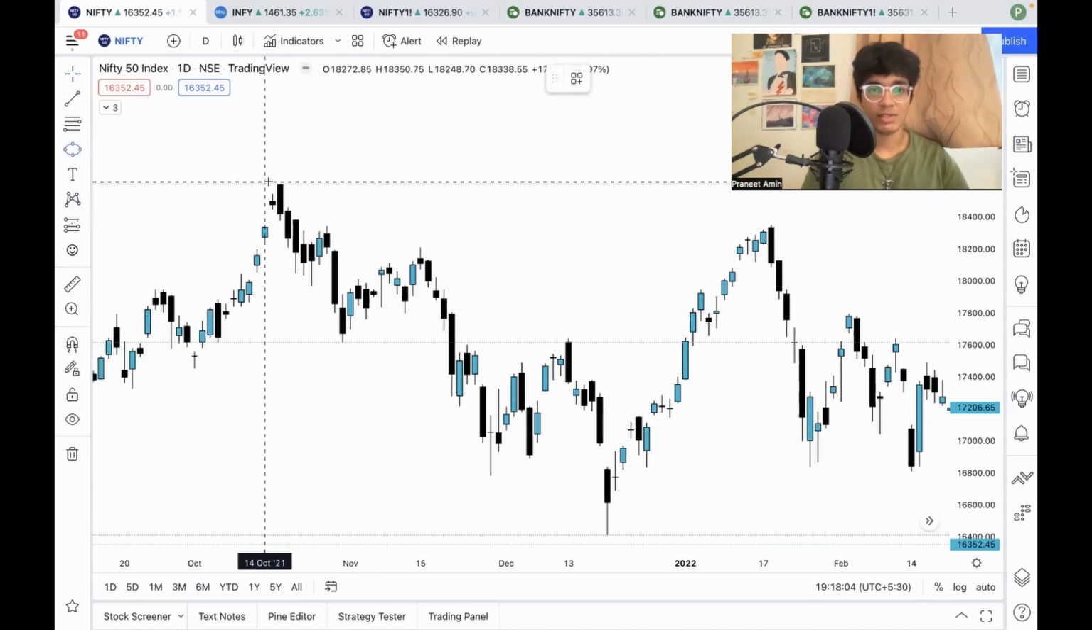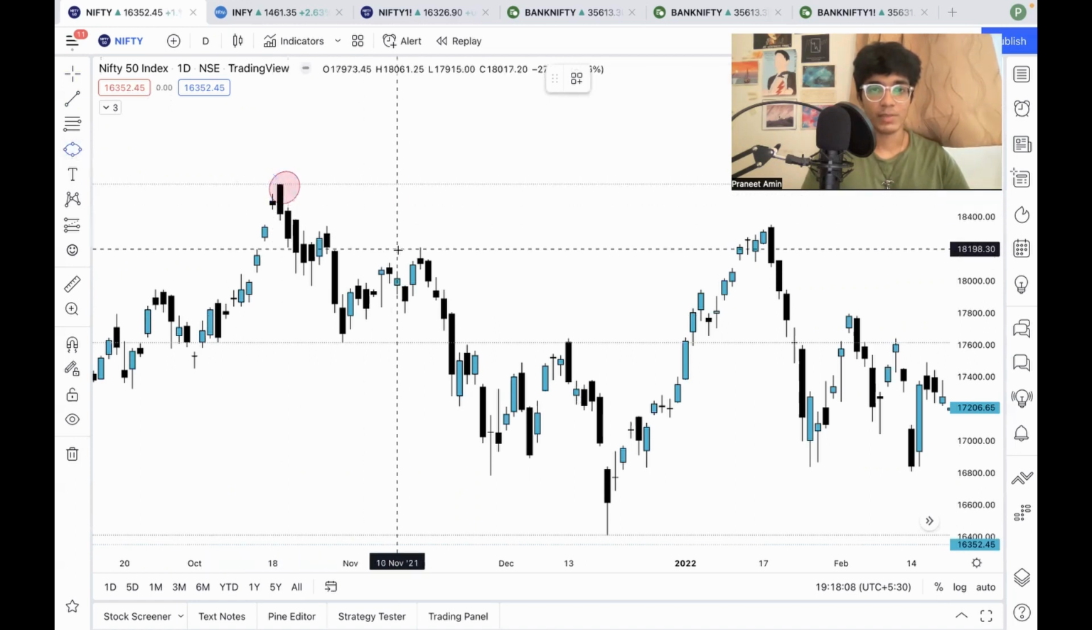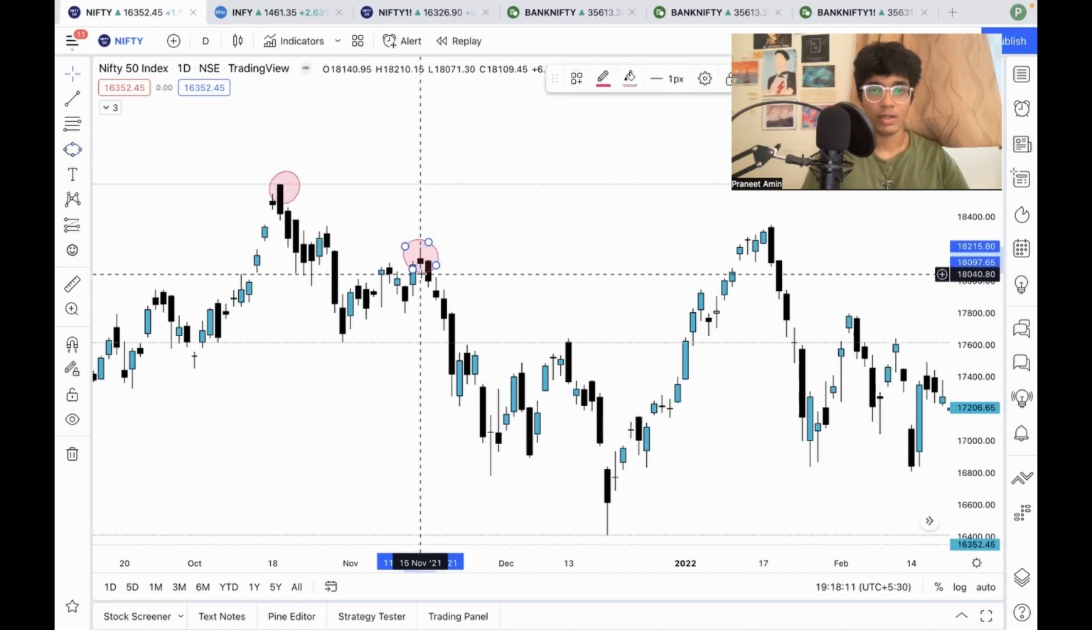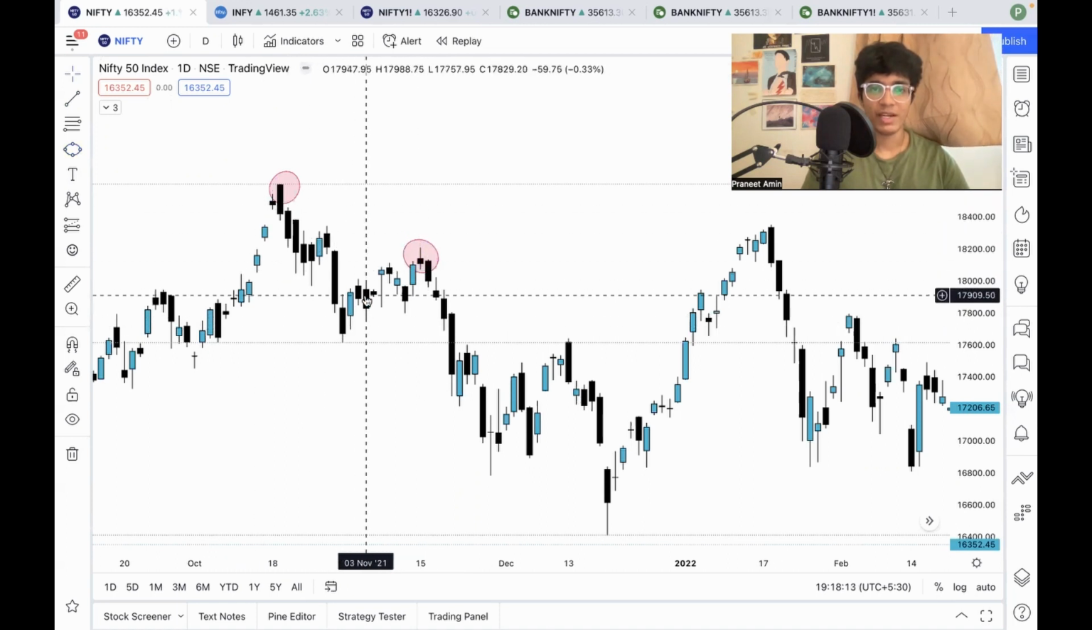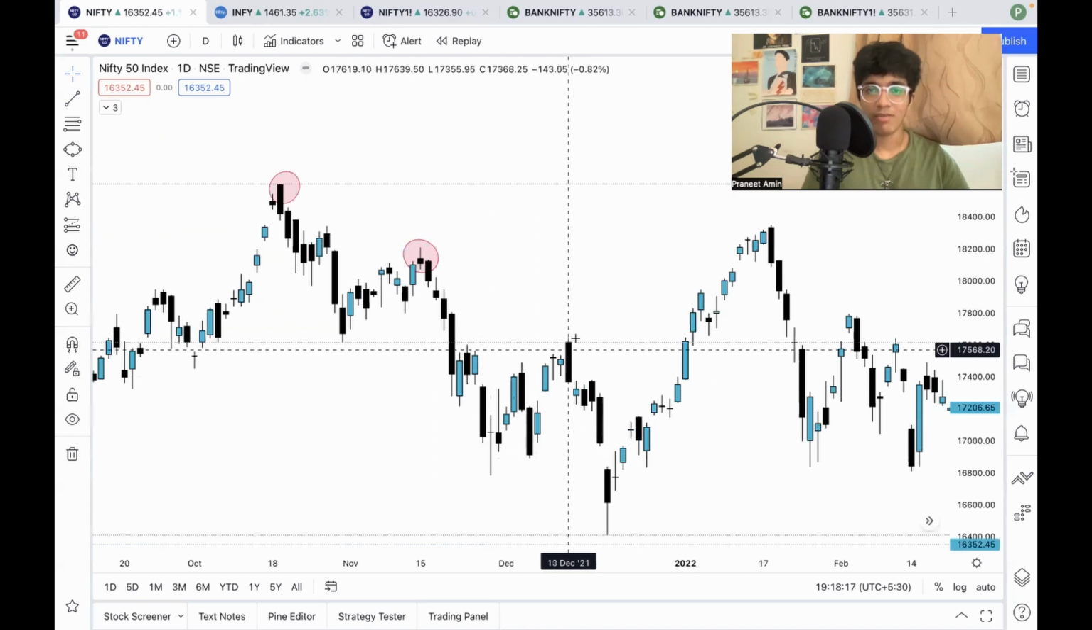So the very first level is this point, right? This one is very evident. This is where there was rejection. What was the next point? This point. Market fell from here, gained a little higher, again gave us a good fall. And after that, what was the next high after which it gave a certain fall? It was this level. So we have three levels.